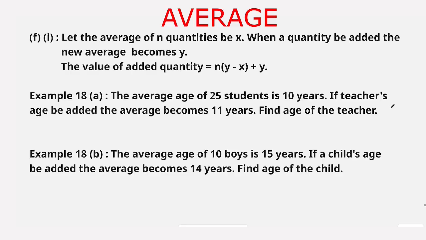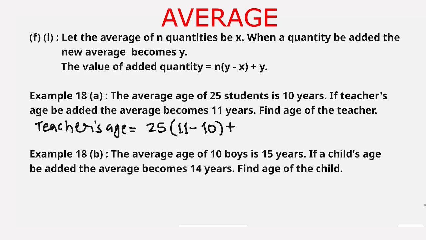If the teacher's age be added, the average becomes 11 years. Find the age of the teacher. So the teacher's age is: n is 25, final average is 11, minus initial average is 10, plus final average 11. This is 11 minus 10 is 1. 1 multiplied by 25 is 25, plus 11 is 36. So the teacher's age is 36.